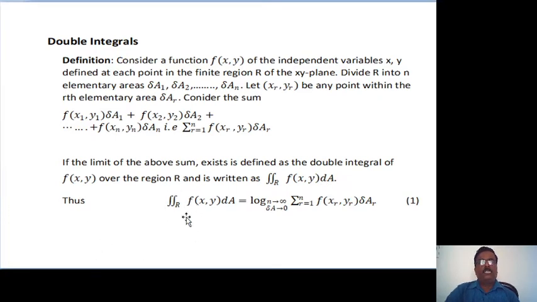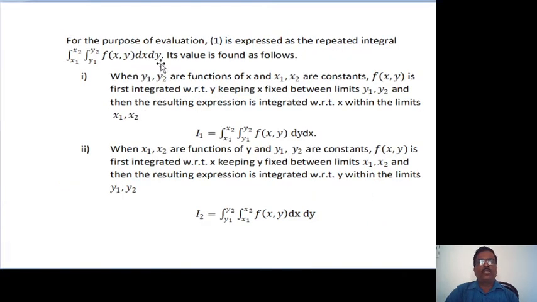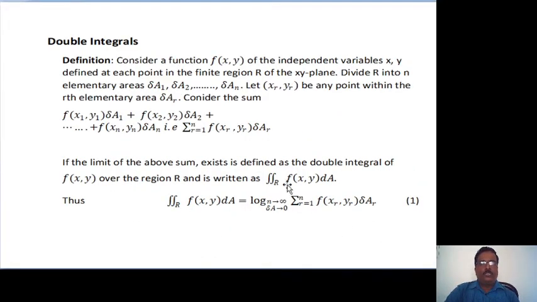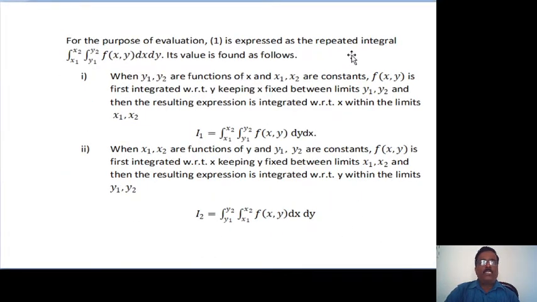Thus, the double integral over the region R of f of x, y dA is equal to the limit as n tends to infinity, delta A tends to zero, of the summation from r equals 1 to n of f of xr, yr delta Ar. Call this equation 1. Now for the purpose of evaluation, equation 1 can be expressed as the repeated integral, integration from x1 to x2, integration from y1 to y2 of f of x, y dx dy, and its value is found as follows.